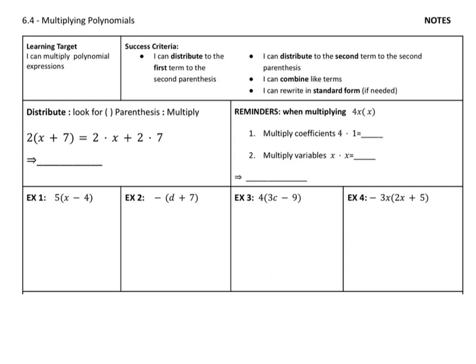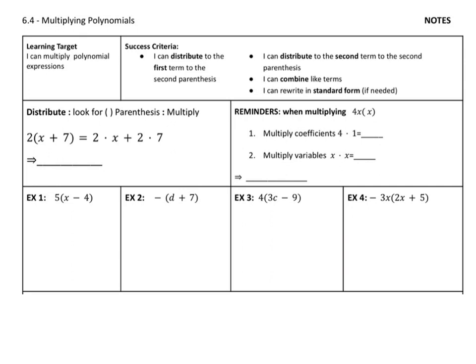So to multiply, we're going to need to be able to distribute the first term to the second parentheses, and we're also maybe potentially going to have to distribute a second or a third term to the second parentheses. So distribution is going to be the key here. And then we're going to be able to combine like terms and then rewrite in standard form if needed. Remember, standard form is just in order from highest degree to lowest degree. So biggest exponent to smallest exponent.